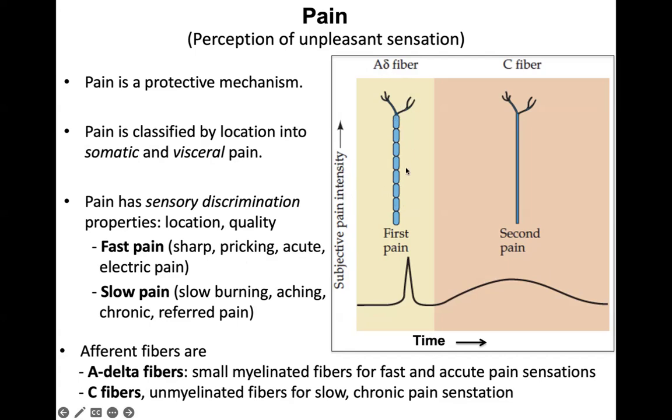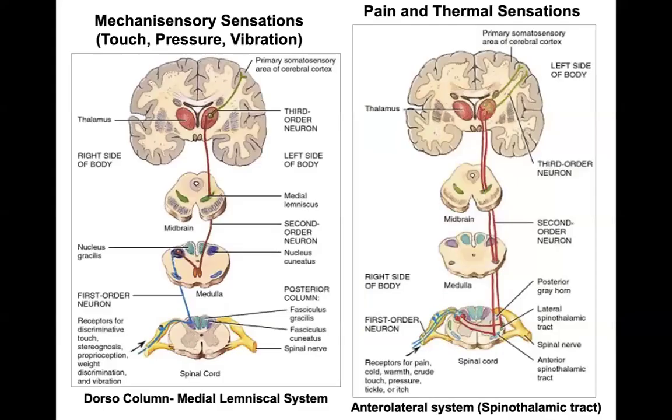A delta fibers. A delta fibers are small myelinated fibers, which are super fast. When you have myelin, signals propagate or travel very fast. So that's first pain. The other type is slow pain. Those are the unmyelinated fibers, so no myelin. This is called C fiber, so it delivers slow pain. It's kind of aching, chronic, or even referred pain. So these are the different types of pain.